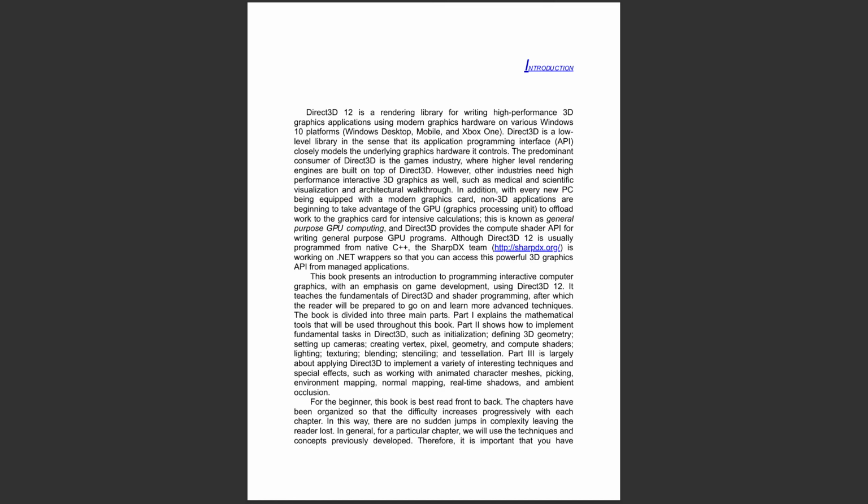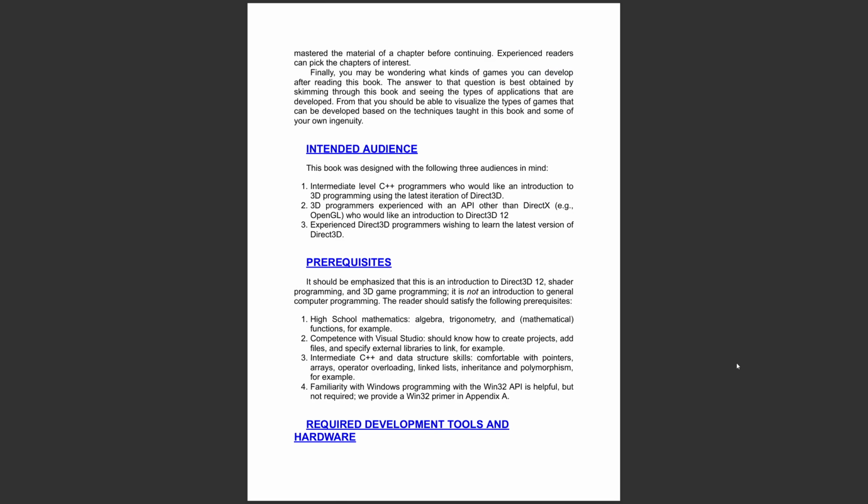Therefore, it is important that you have mastered the material of a chapter before continuing. Experienced readers can pick the chapters of interest. Finally, you may be wondering what kinds of games you can develop after reading this book. The answer to that question is best obtained by skimming through this book and seeing the types of applications that are developed. From that, you should be able to visualize the types of games that can be developed based on the techniques taught in this book and some of your own ingenuity.